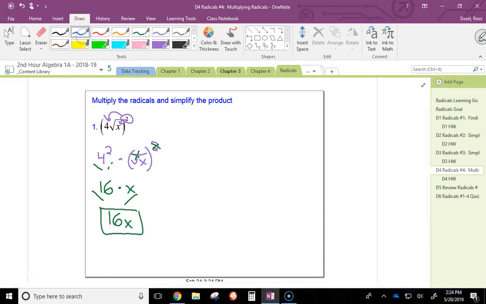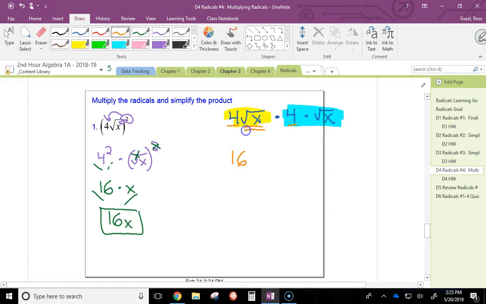Or, if you felt more comfortable, you could have 4 times the square root of x times 4 times the square root of x. It's the same problem, but we have it twice. We squared it. And then I could multiply my like terms. 4 times 4 is 16. Square root of x times square root of x. Square root of x squared. And x squared squared. The square root of x squared is just x.